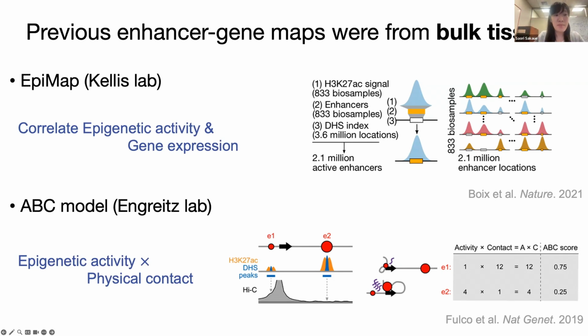The other representative method in the field is the ABC model, which multiplies the epigenomic activity as putative enhancer activity, and also the physical contact between the enhancer and promoter by using the Hi-C data, so that we can link the enhancer to the target gene by using the promoter as a proxy for the gene.